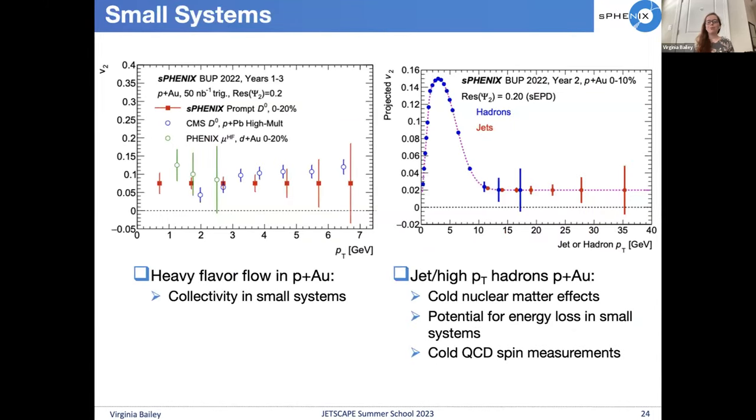And then finally, I talked mostly about measurements in gold-gold collisions, but of course, sPHENIX also has a lot of interest in small systems. So here I'm showing a couple of plots of V2. On the left is D0 flow, looking at heavy flavor flow and understanding collectivity in small systems, where you can see a nice improvement from a similar measurement that has been done in PHENIX. And then on the right, I'm showing the V2 for jets or hadrons in p-gold, where you can study things like cold nuclear matter effects and cold QCD spin measurements, as well as a potential for energy loss in small systems that you might be able to see looking at the V2.